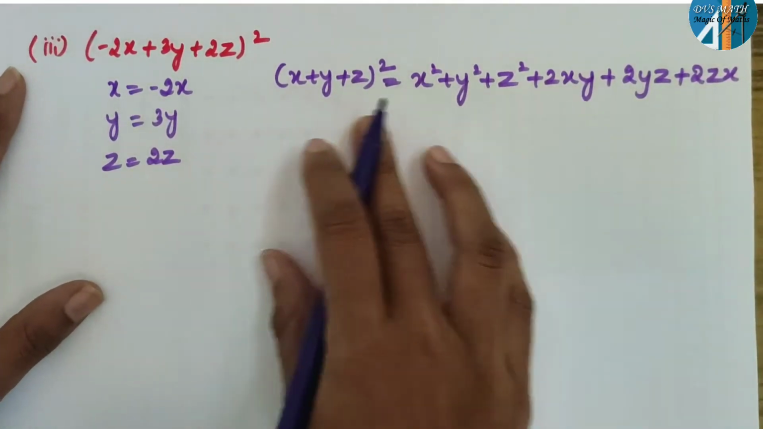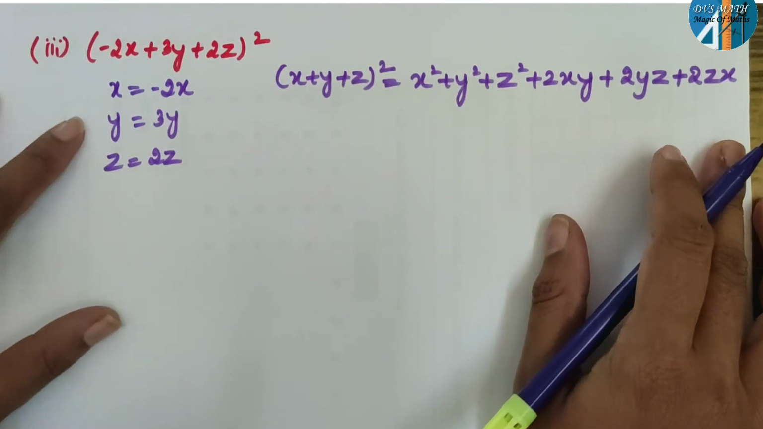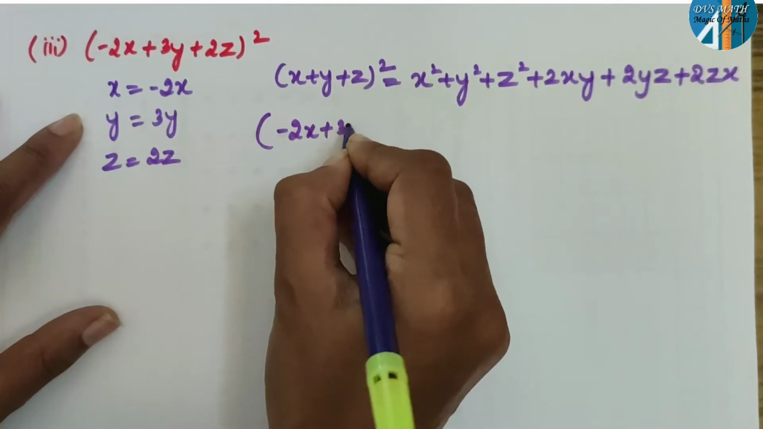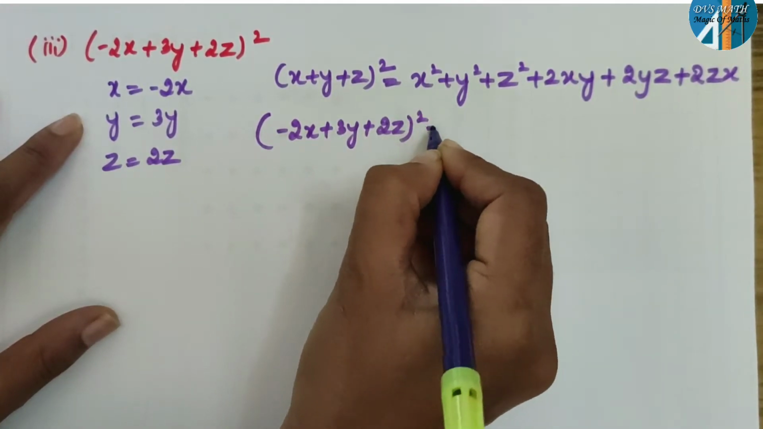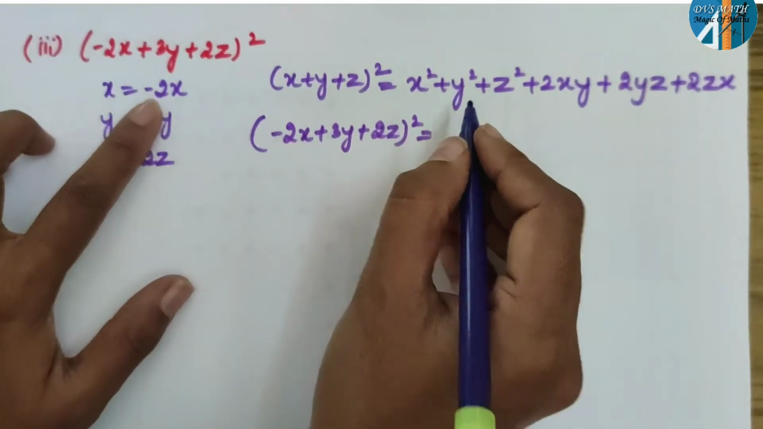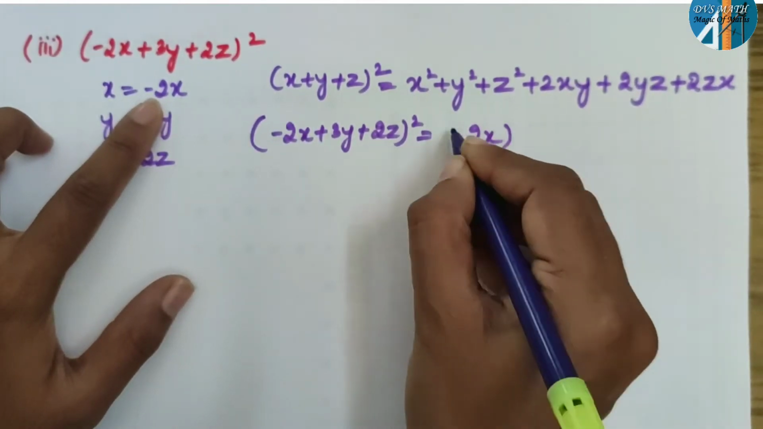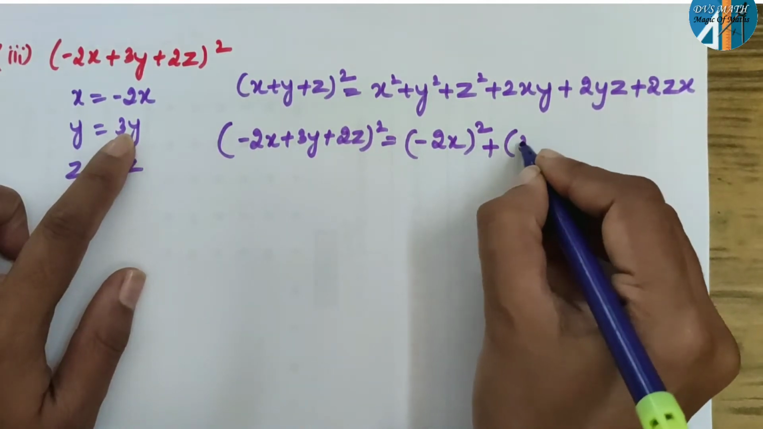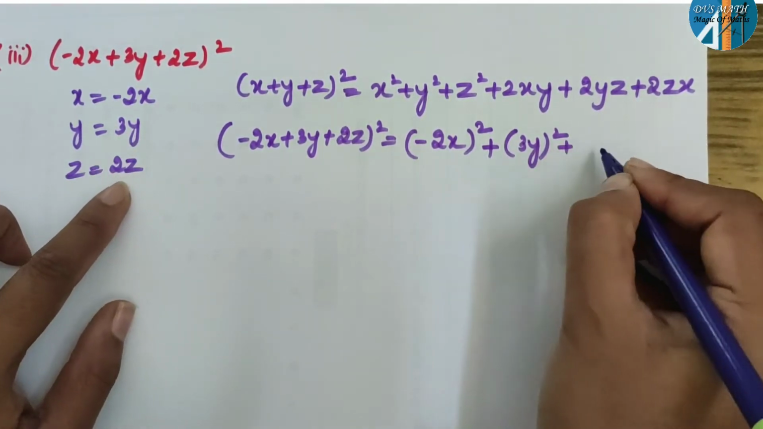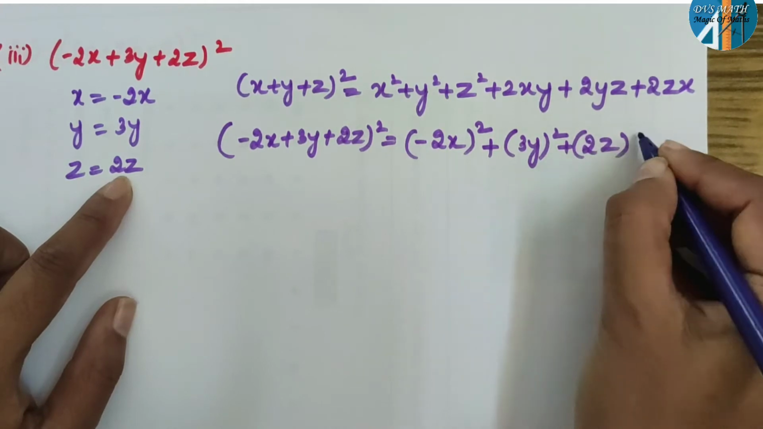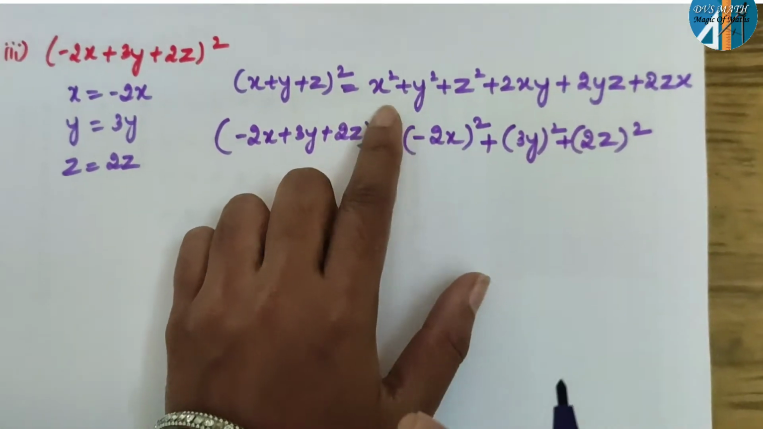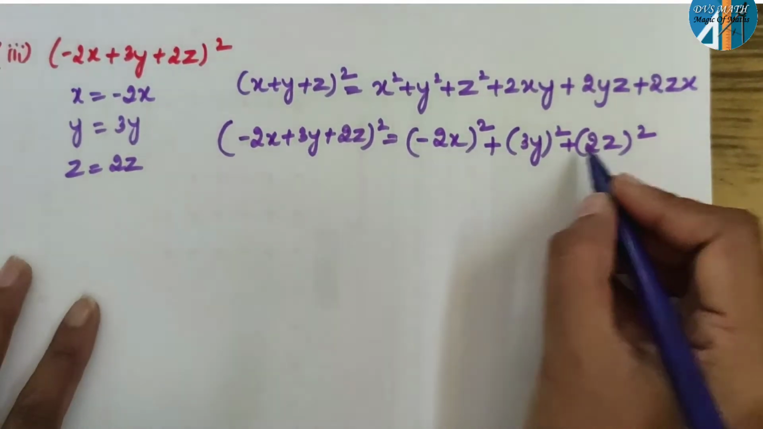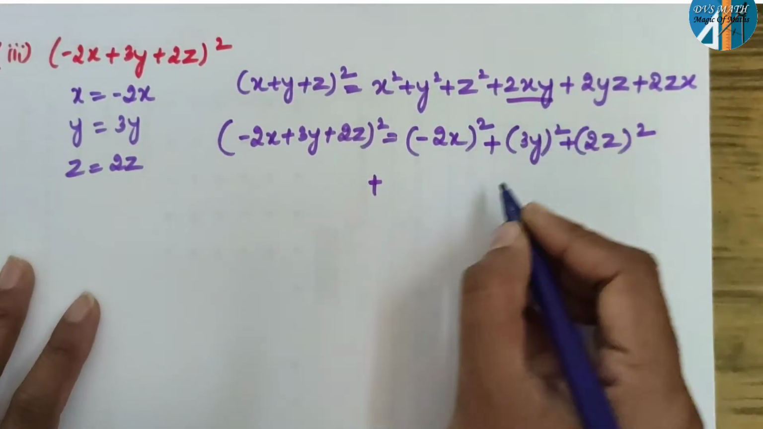Every time try to write all the identities which you are using here. Then now let us substitute. Here we are using minus 2x plus 3y plus 2z whole square. Now in the place of x we have to consider minus 2x whole square. Plus in the y we have 3y, so 3y whole square. Plus in z we have 2z whole square. Don't take it as minus 2x square. Here you have to take whole square.